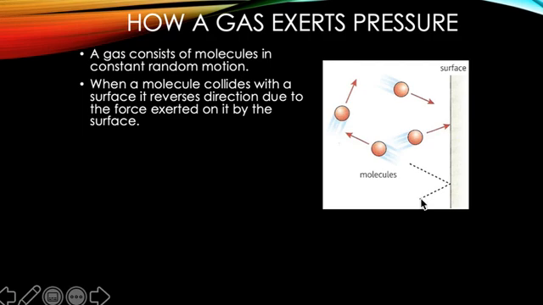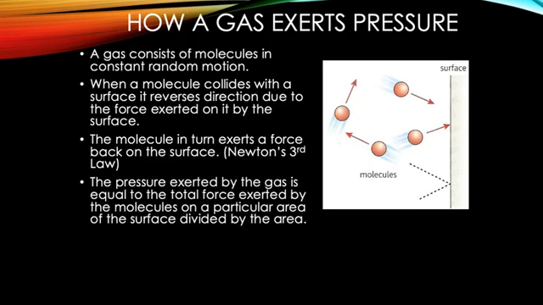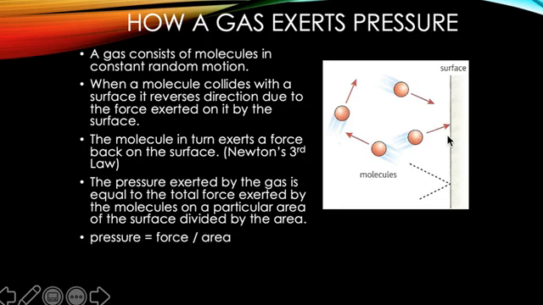So these particles, every time they smack into the wall, they're going to exert a force on the surface. The surface, because of Newton's third law, exerts an equal and opposite force onto that particle. And the pressure exerted by the gas is equal to the total force exerted by the molecules on a particular area of the surface divided by the area. So in other words, how many particles are smacking into that surface and how big that surface is depends on what the pressure is going to be, because pressure equals the force divided by the area.